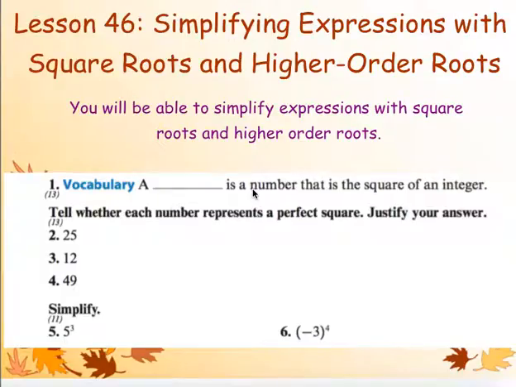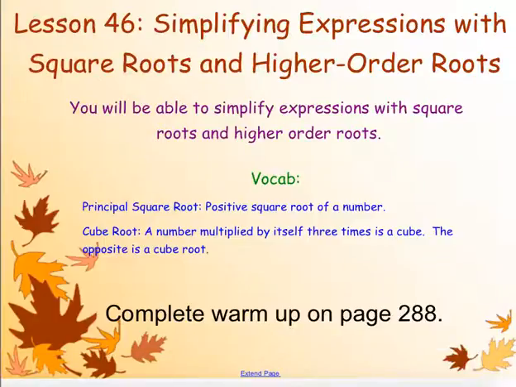Algebra 1 Lesson 46, we are looking at our roots, and not only our square roots but higher order roots. A couple of vocabulary terms for this lesson. Principal square root: we are looking for the positive square root of a number. Sometimes we like to say the square root of 9 is 3 or -3. Well, not really. When we're asking the square root of 9, we're really looking at that principal square root, which is just 3.